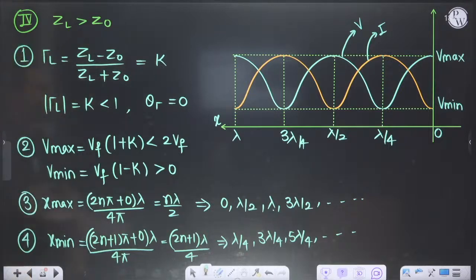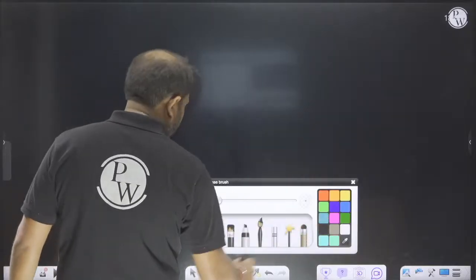This is the thing for our VSWR. Okay, so we can know the value of VSWR. Then there is another point, ZL is equal to infinite. ZL is equal to infinite, what will happen?